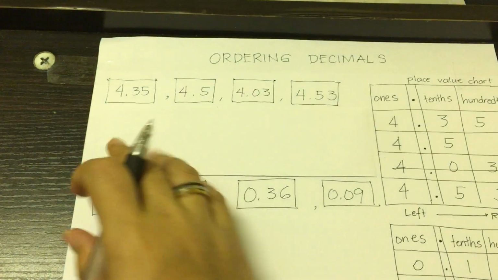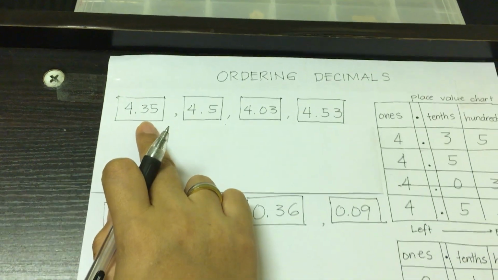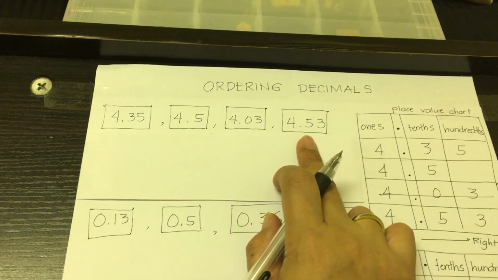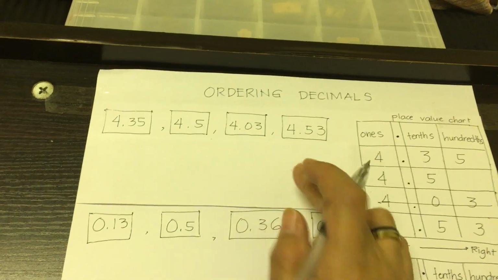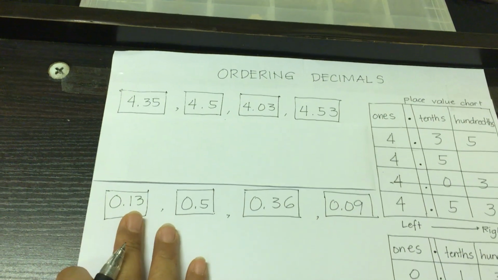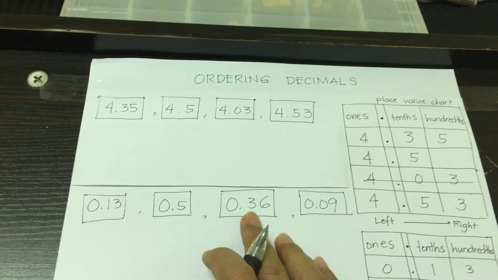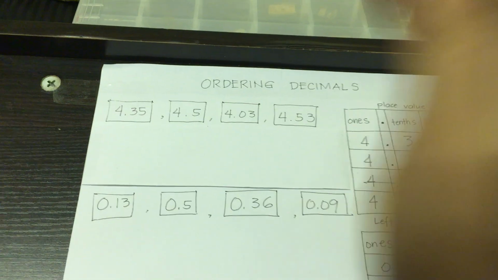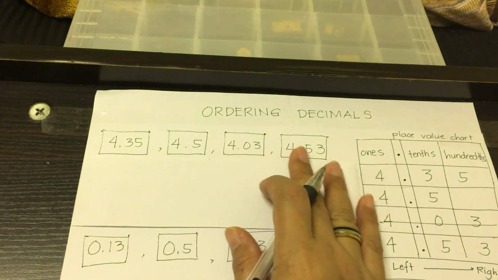So the first set is we have 4 and 35 hundredths, 4 and 5 tenths, 4 and 3 hundredths, and 4 and 53 hundredths. And the next set is 13 hundredths, 5 tenths, 36 hundredths, and 9 hundredths. Now let's answer first the first set of numbers.